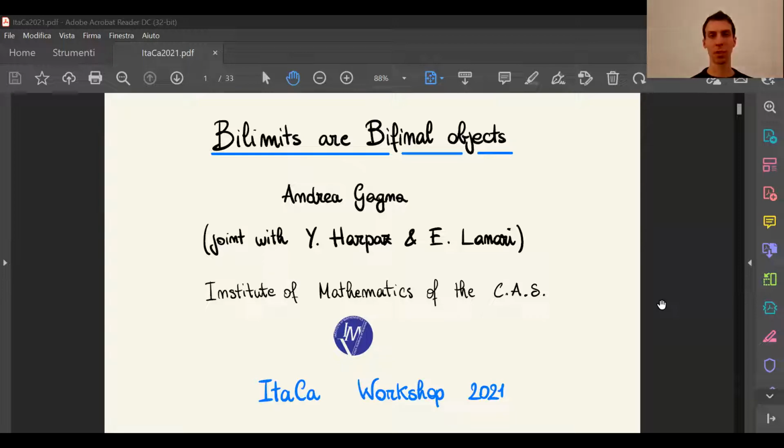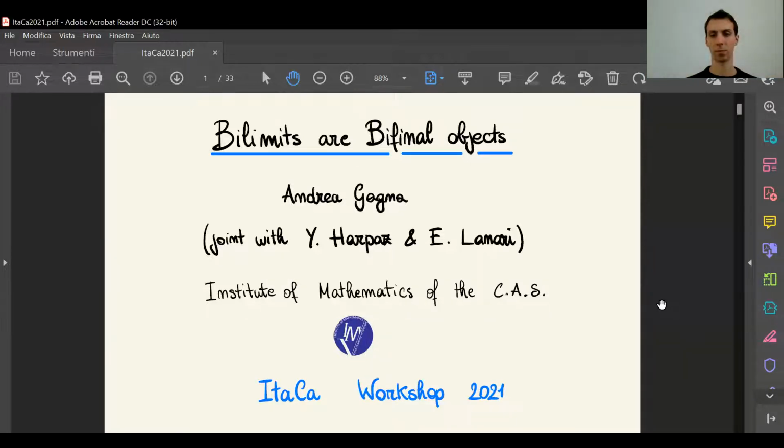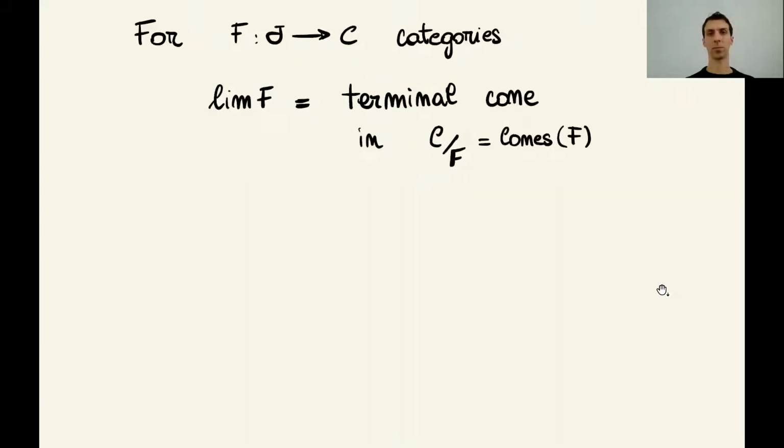So let's start from the very basics. Let's just remind what a limit is in the standard categorical setting. We have a functor F from J to C, where J and C are two categories, and the limit of F is defined, if you want, by one of the equivalent definitions, as the terminal cone in the category of cones over F.